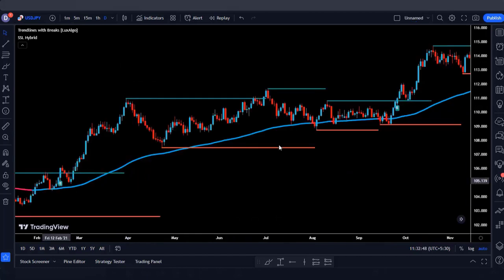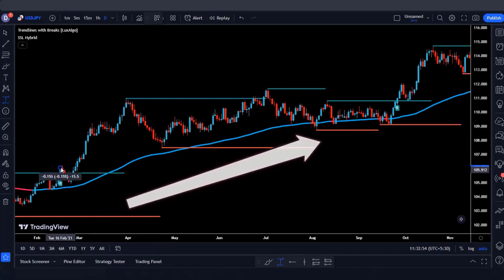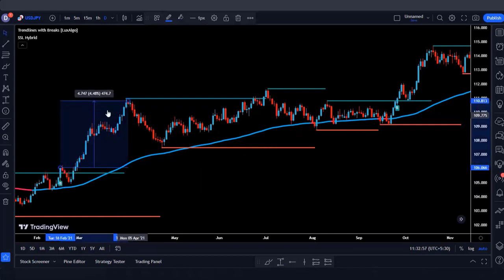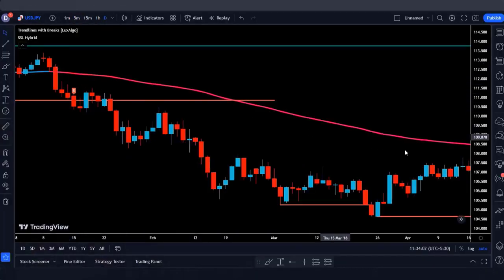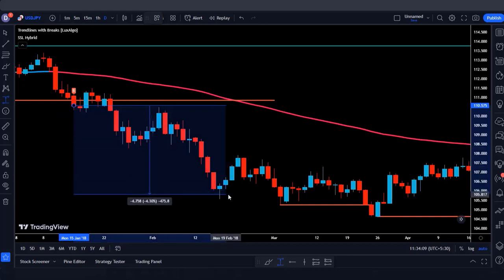Here, the SSL Hybrid is blue and the price is clearly above the moving average line of the SSL Hybrid. And the breakout signal that has been given is surely valid and we could use it to enter the trade. Or in this example, SSL Hybrid is red and the price is under its line. So the trend is descending and we could have entered the trade at this breakout signal because it is in the same direction as the market strength and it is valid.